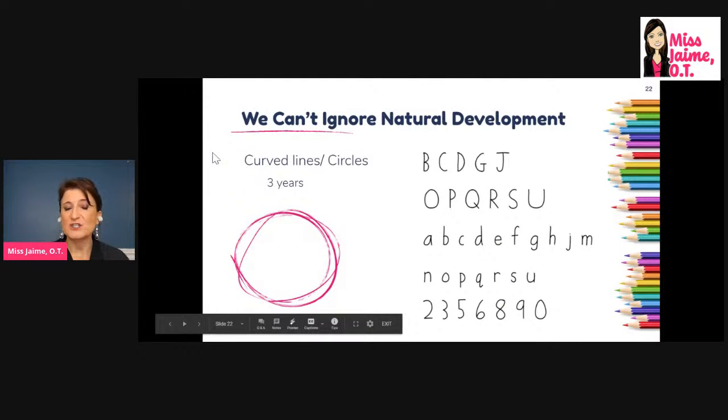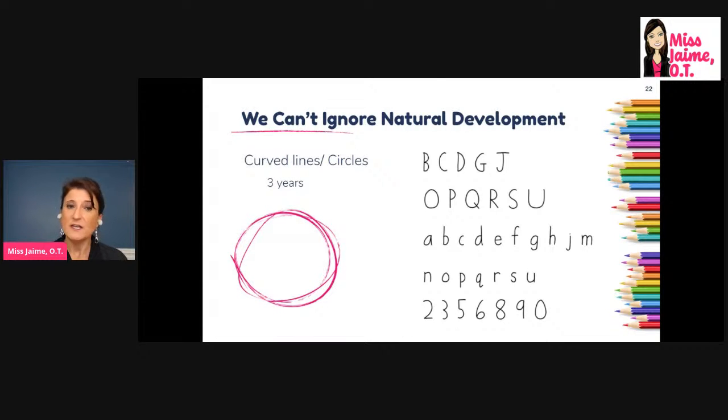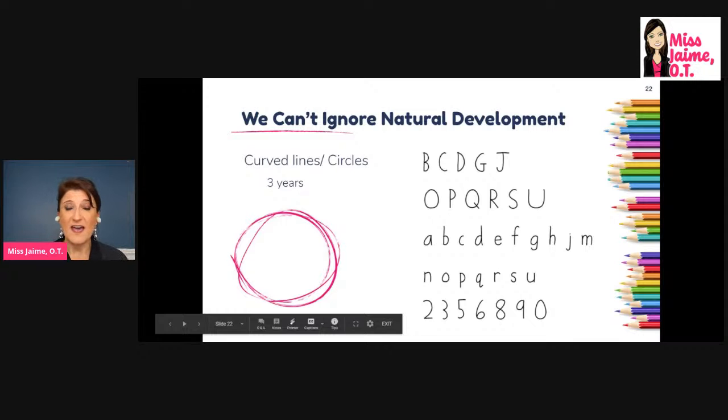Then at 3 years, they should be able to also make a curved line or a sloppy circle. So again, look at the pink mark. It's just a curved line. It's not a perfect circle. It's not an O. It's just a circular scribble, really. And look at all the letters that have curves in them. I mean, almost all of them. That's a ton of letters. Capitals, lowercase, and numbers have so many curves in them and straight lines.